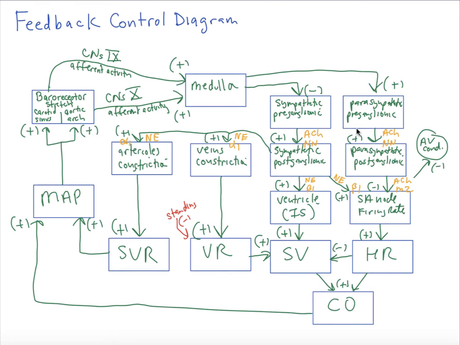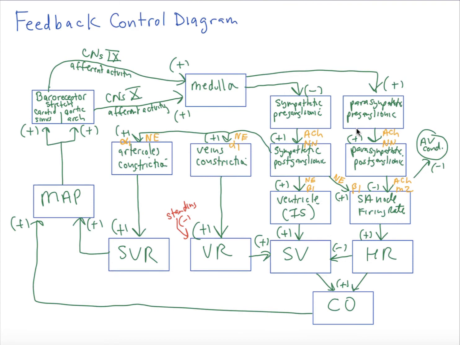Also, I want to point out that the AV node conduction, which is another electrical effect, there's a negative effect of acetylcholine on the AV node. Similarly, the sympathetic system also has an effect on the AV node as a positive relationship. But I'm just pointing this out here because this is not part of the feedback loop. The AV node conduction is not going to have any effect on the blood pressure, but it is an electrical effect that does happen with this baroreceptor reflex.